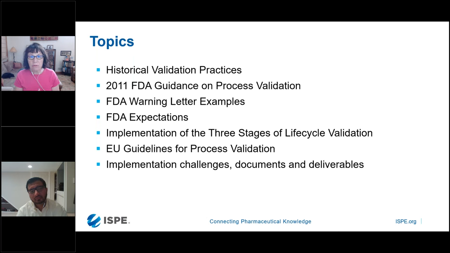I'll pass it back over to Keyur to talk about the EU guidelines for process validation and how they compare to the FDA guidance. And he'll finish out with a general section of implementation challenges, documents that you'll use, and deliverables for the stages.